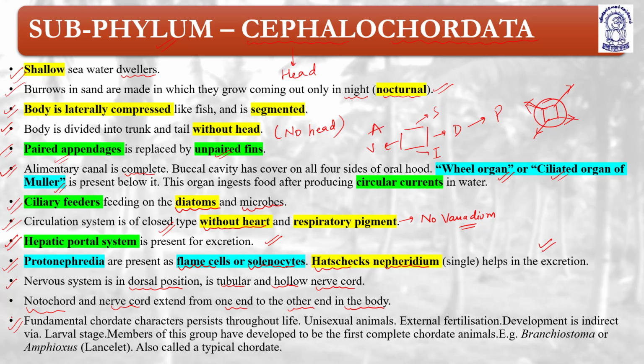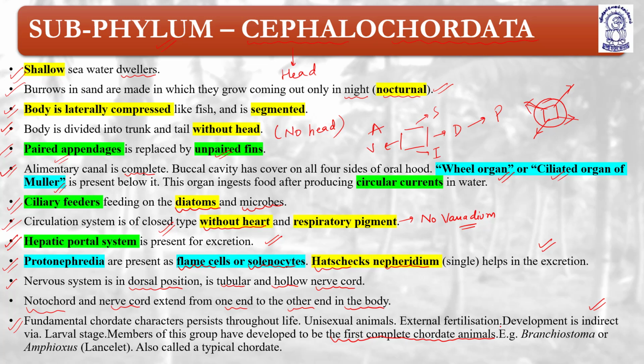They are unisexual, so obviously they show external fertilization. Development is indirect, meaning a larval stage is present. Members of this group have developed to be the first complete chordate animals. Most important, first complete chordate animals. It is like hemichordata, then in protochordates first is Urochordata and then comes Cephalochordata. Cephalochordata become the first complete chordate animals as they have all the fundamental characters throughout life.